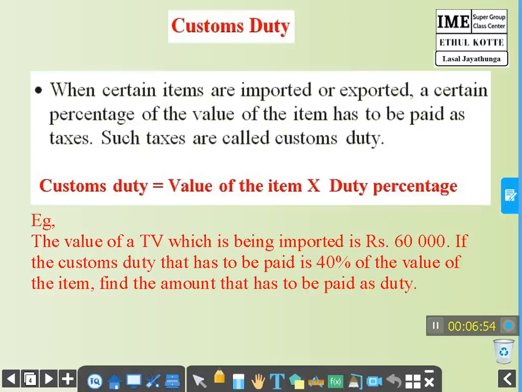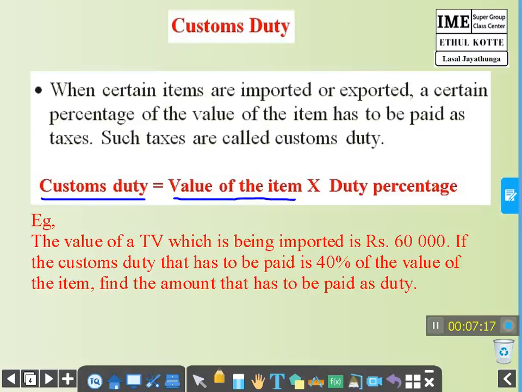So the tax amount we call custom duty. Mainly, custom duty is charged in 2 places: one is the airport or the harbor. Those are the only 2 places where you can import or export items. Right? Now look at the given equation of calculating custom duty.